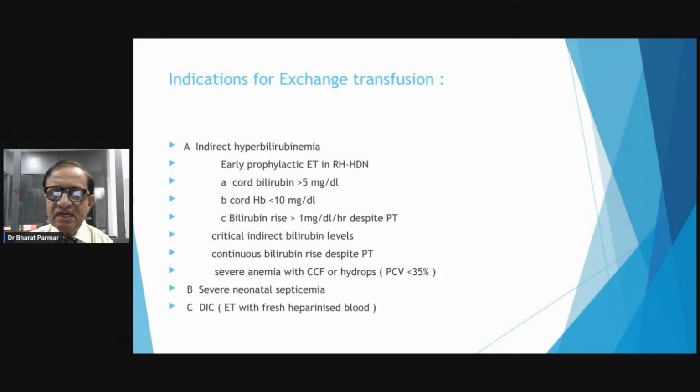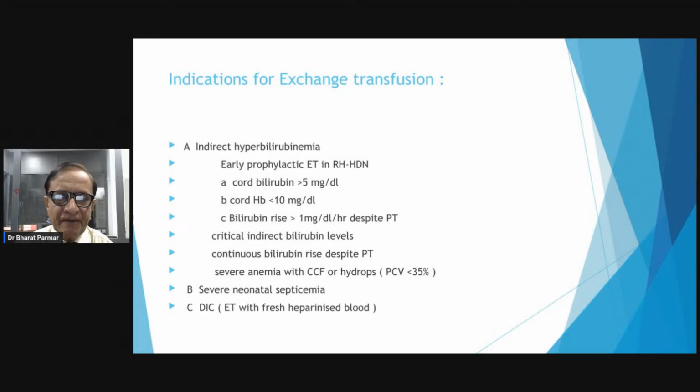Also, when there is a critical indirect bilirubin level of more than 20 mg/dL, it is an indication of exchange transfusion. Also, if there is a continuous bilirubin rise despite phototherapy, give exchange transfusion. When there is severe anemia with CCF or hydrops fetalis, or the packed cell volume is less than 35, it is an indication of exchange transfusion in the newborn with unconjugated hyperbilirubinemia.